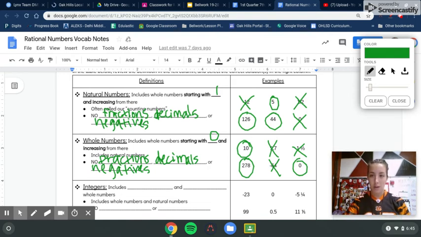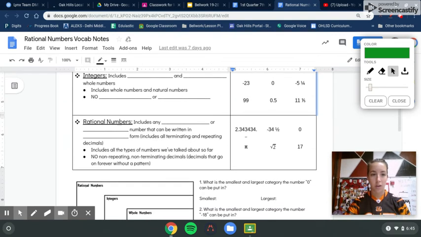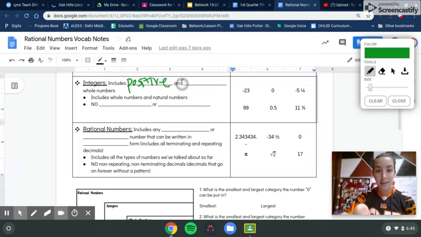Okay, I'm going to go ahead and scroll down to the next category, which are integers. Okay, so integers. This time, integers include positive and negative whole numbers. So notice that it said it includes whole numbers. So pretty much we're building on each category. So natural numbers was just 1 going up. Whole numbers now included 0 and going up. Integers includes the natural numbers, whole numbers, and this time it's also going to include negatives.